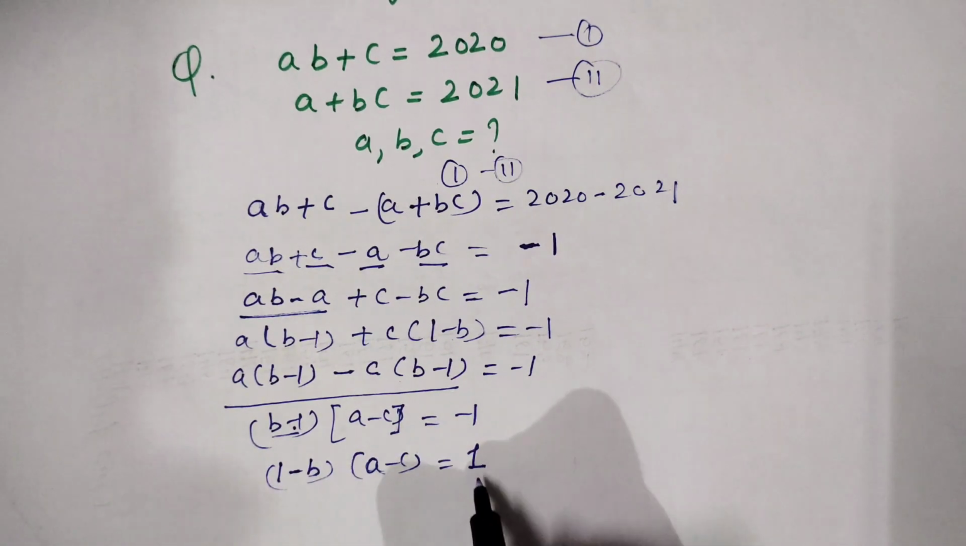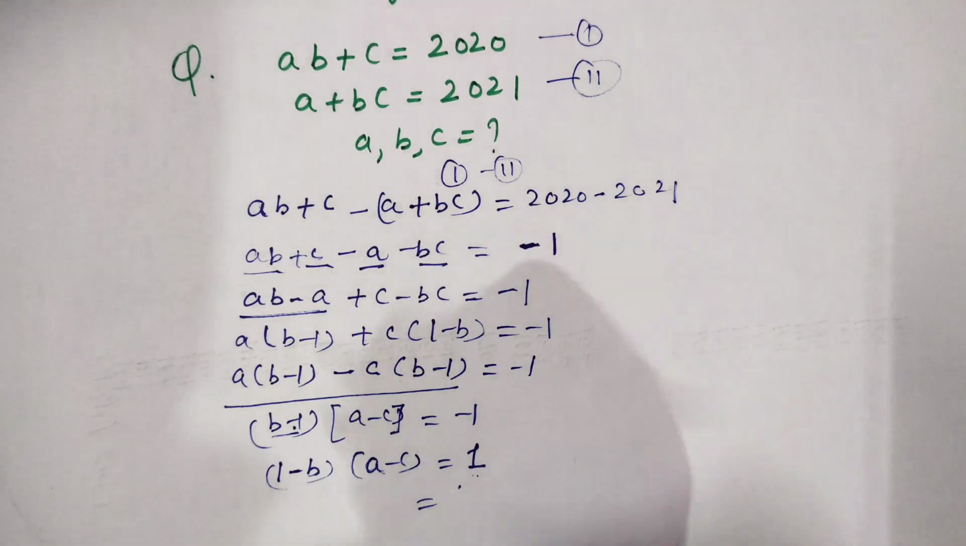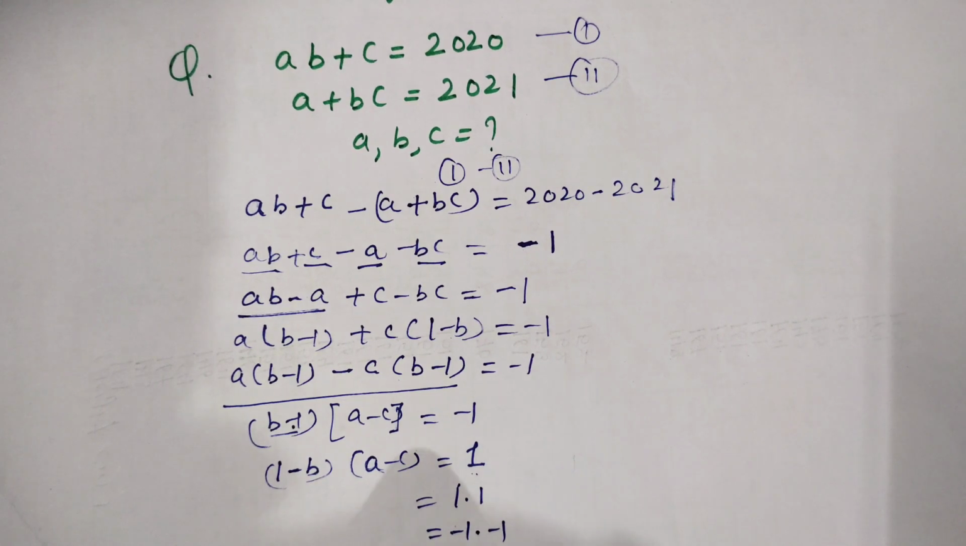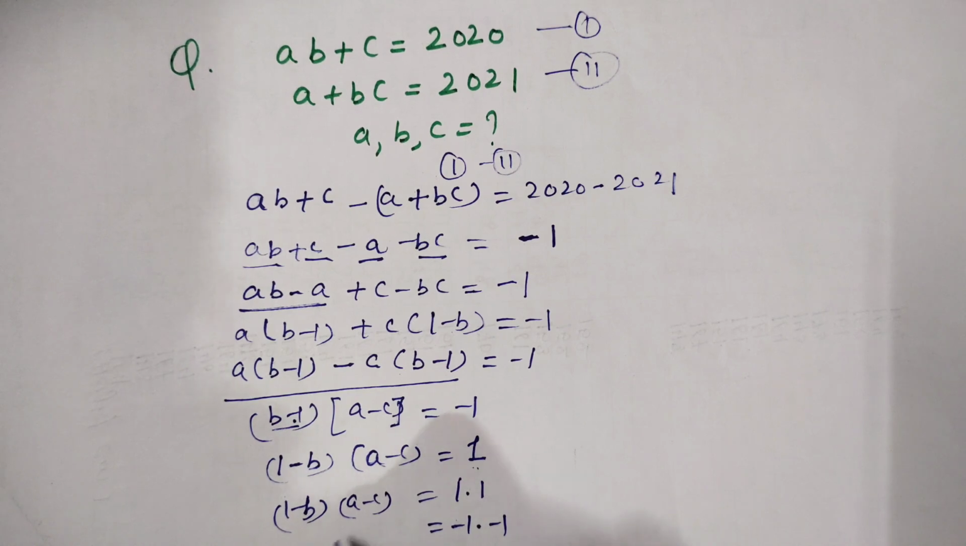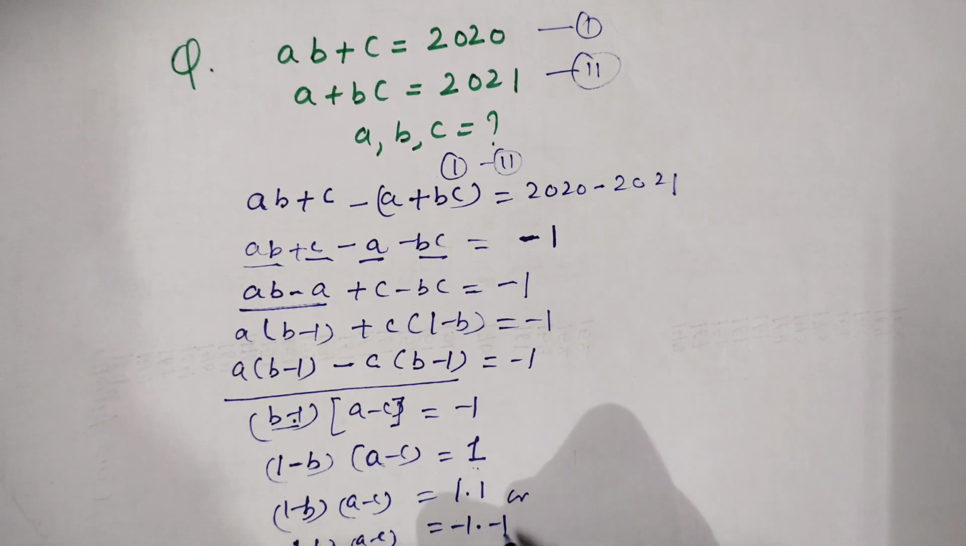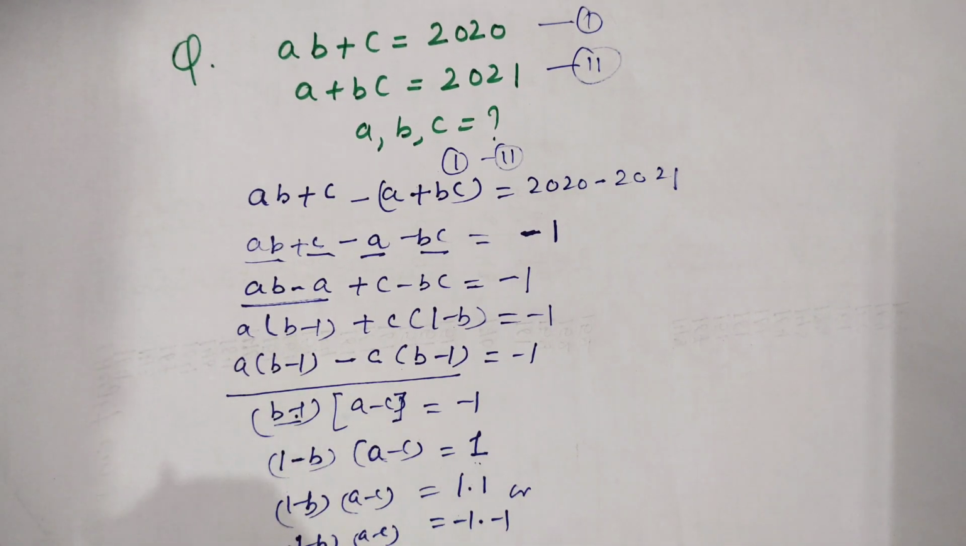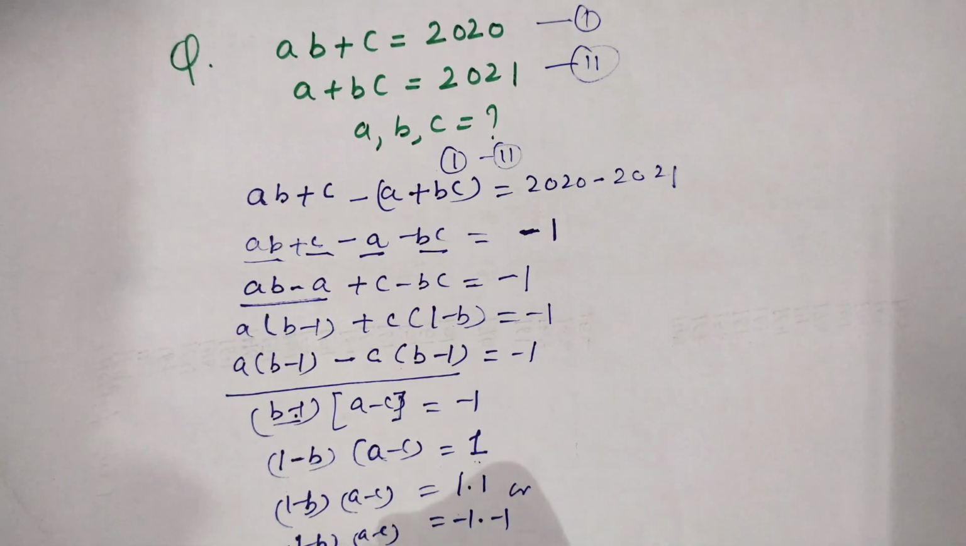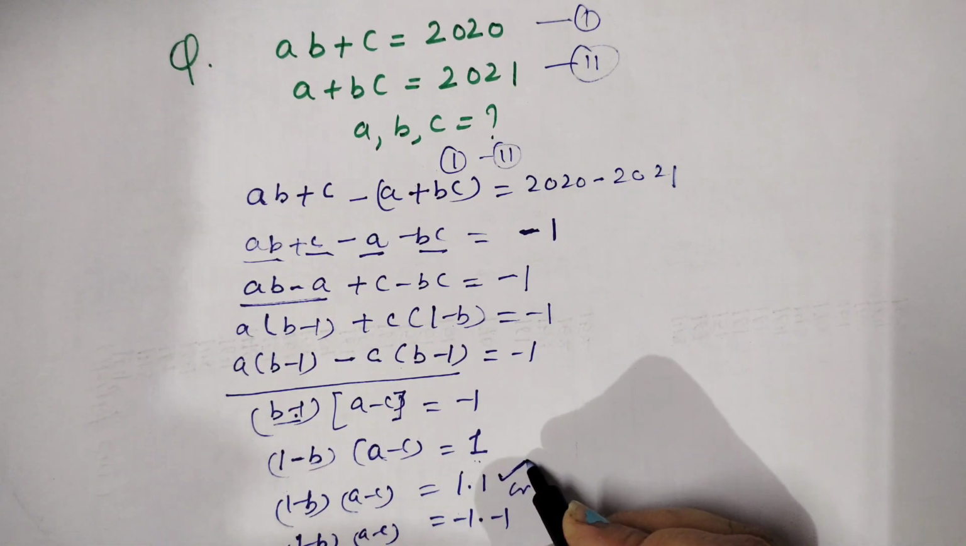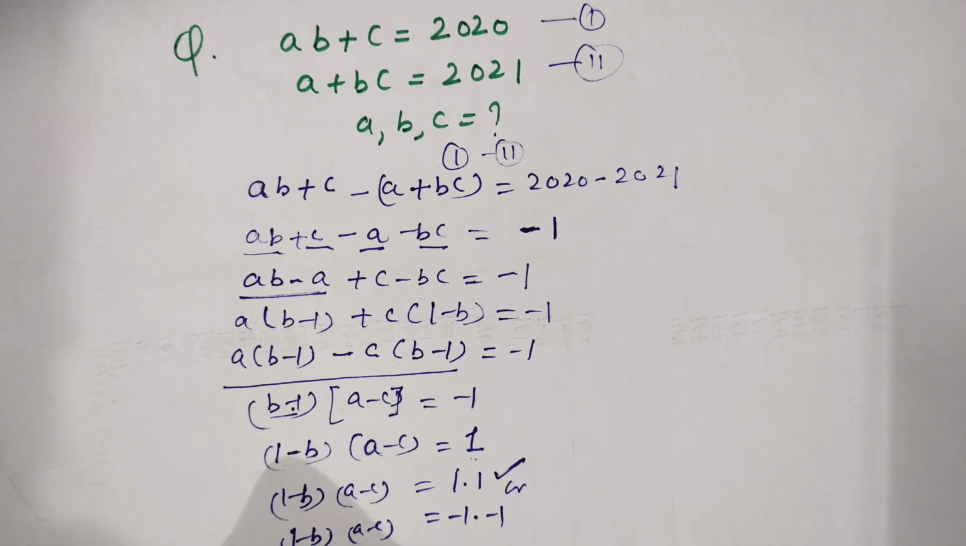Now can we write this 1 in two ways, 1 into 1 or minus 1 into minus 1? And here we have 1 minus B and A minus C. We will write this as 1 into 1, and another way is minus 1 into minus 1. So here two cases are allowed for solving the values of A, B, C. Okay, so we are using the first case.